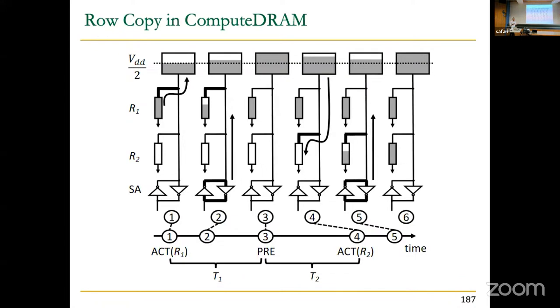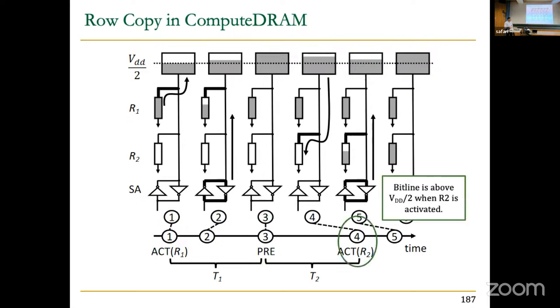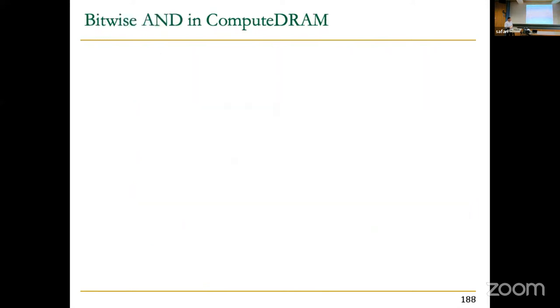Then what happens is the charge sharing that I mentioned before for RowClone. You have extra charge stored in the bitline, and this contributes to the perturbation of the next row being activated. Basically you're copying the data between the two different rows that are being activated for this operation. The bitline is above the reference when the second row is activated, which enables the row copy.